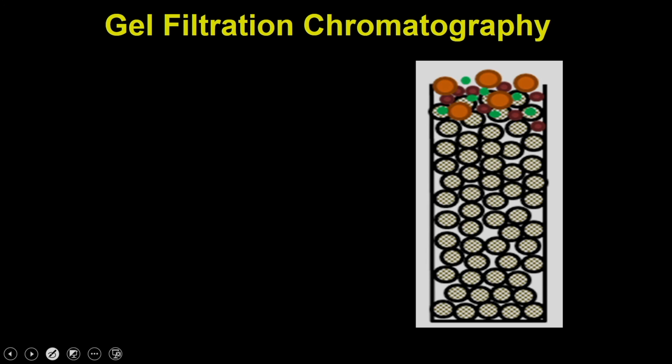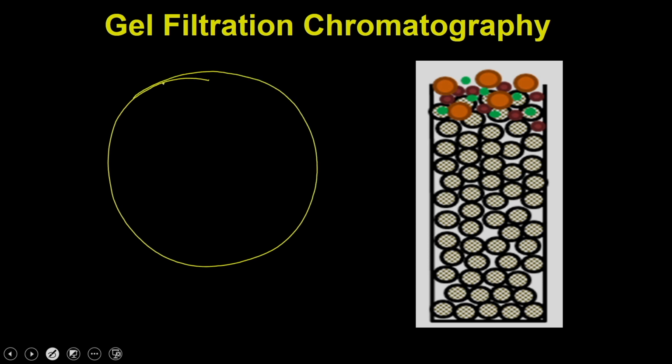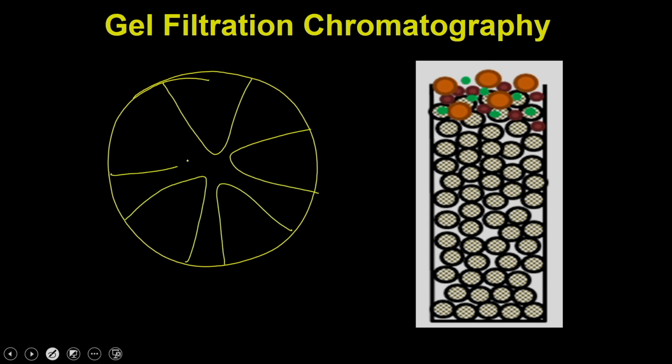Now, to understand how this separation phenomenon works, let me show you how the beads of a gel filtration chromatography look. In a typical gel filtration chromatography, the bead has cone-shaped pores from all sides, something like this. This is the portion with the narrowest diameter, and this is the largest diameter.